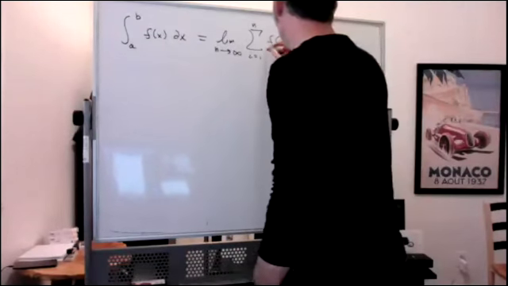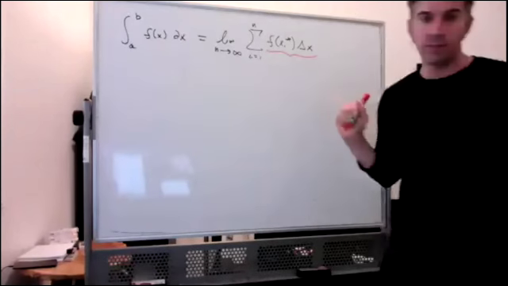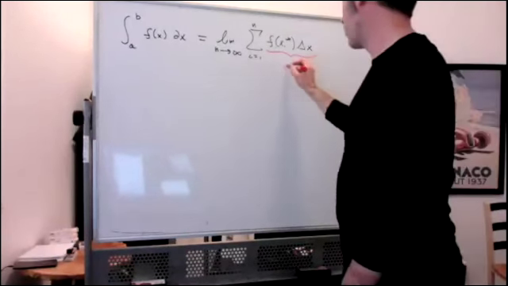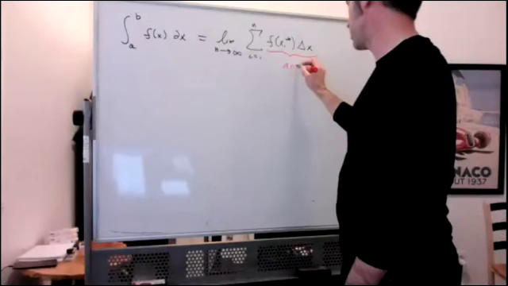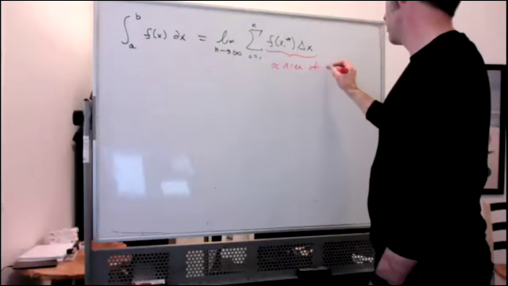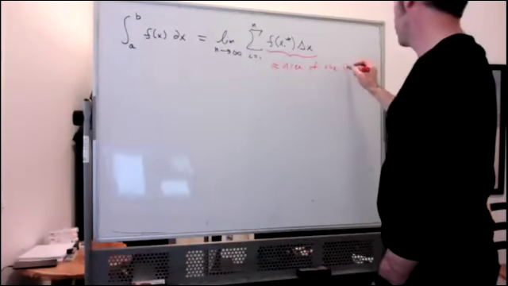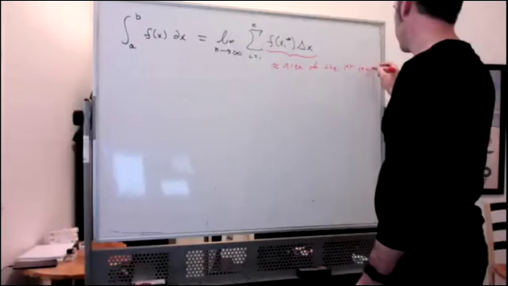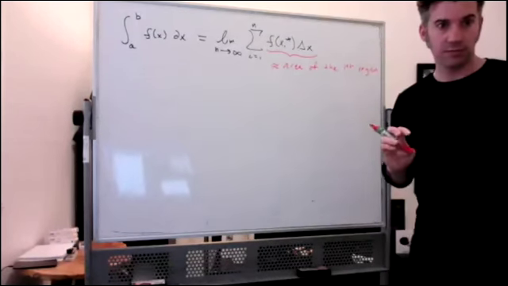So f of x_i star times delta x, that's just the area approximation of the ith rectangle, or ith region, I should say. Oh, sorry, I should load the person in.